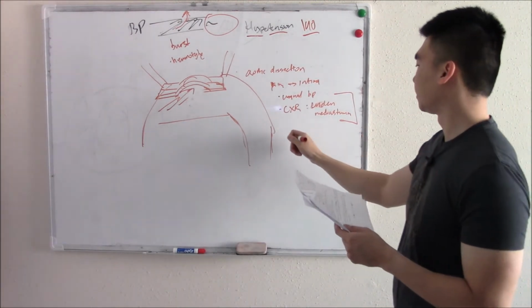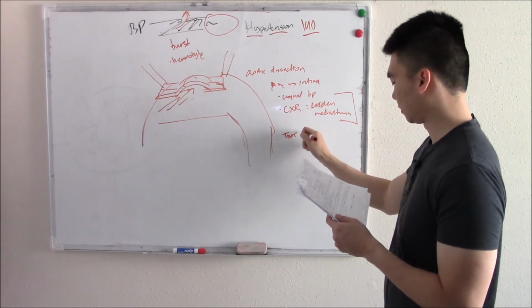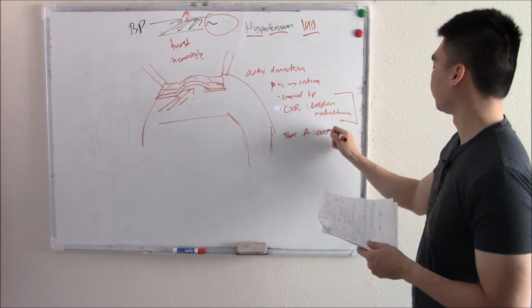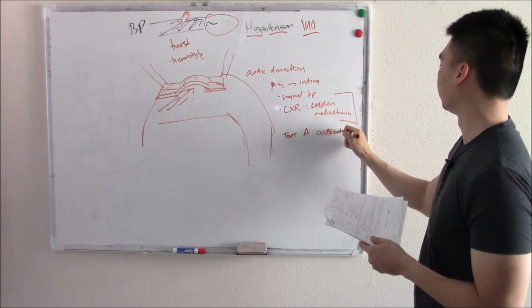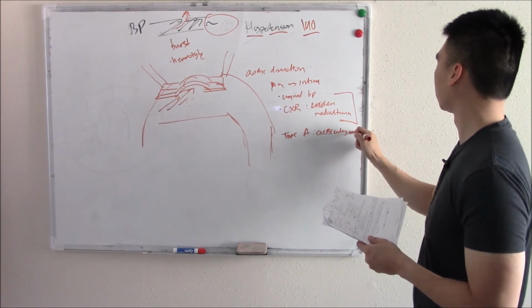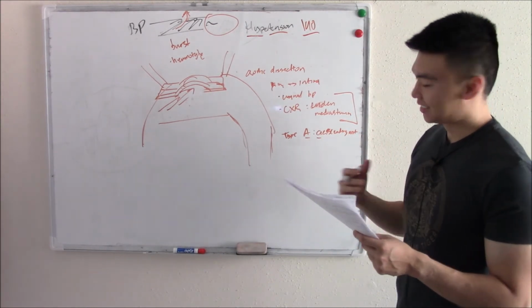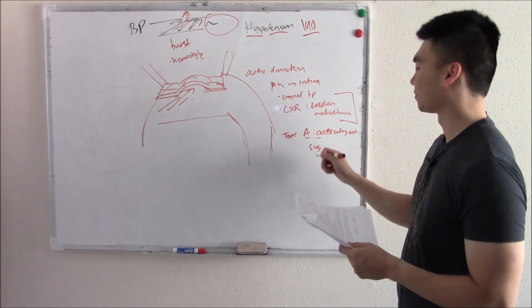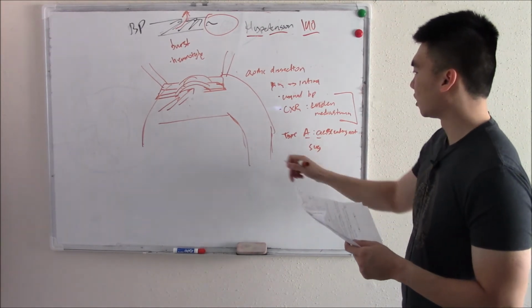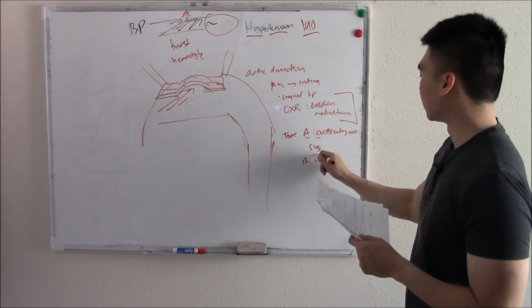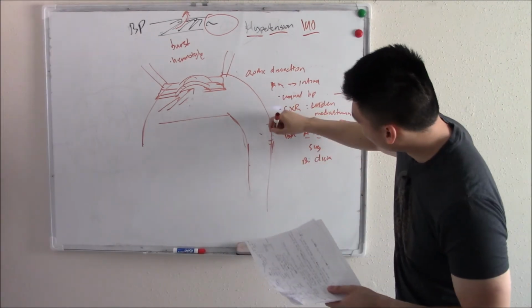There are 2 types. There's type A, which is in your ascending aorta. So A for ascending, A for type A, I guess. You have to do surgery for these. There's a type B that's a little bit more distal, a little bit further down. So I'll write distal. So maybe it'll be further down here.